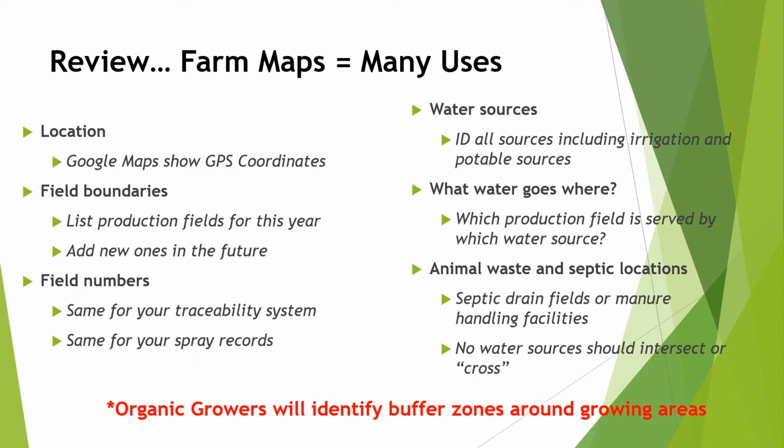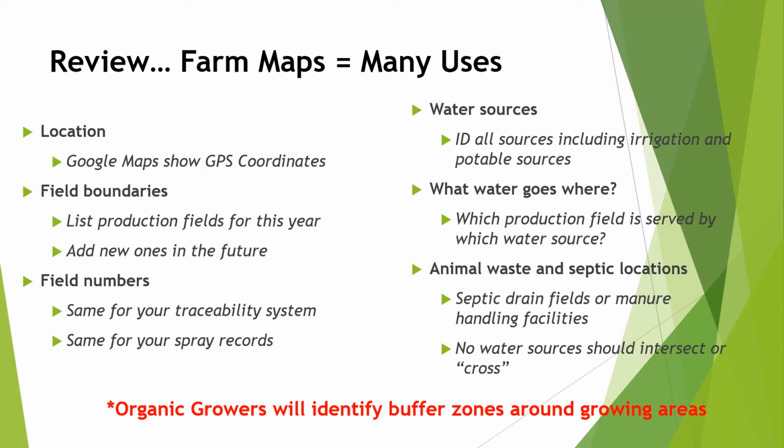The field numbers that you will use will be the same numbers for your traceability system and the same numbers for your spray records. Your water sources will be noted on this same map, identifying all water sources, including irrigation and potable water sources. What water goes where? Make sure that you have provided direction as to which production field is served by which water source. Animal waste and septic locations: make sure that you note that if there's any point of contamination or any possibilities of contamination, that you have mitigated risk. You have provided this information not only on your map, but in your water quality assessment.